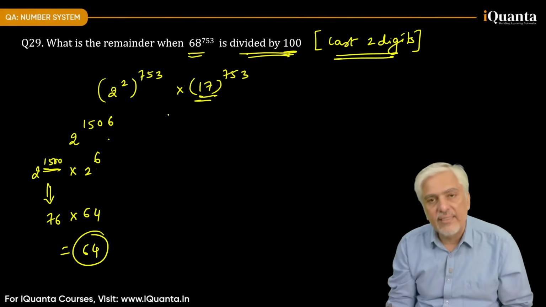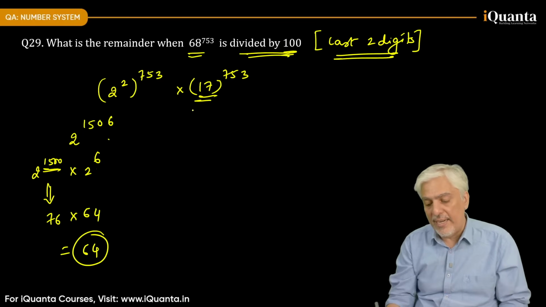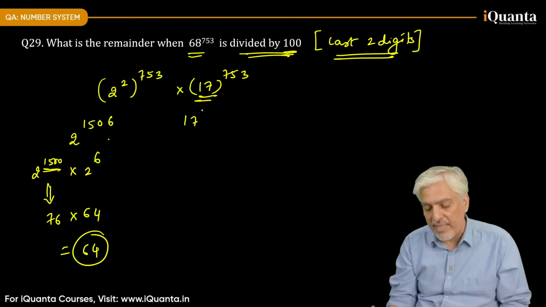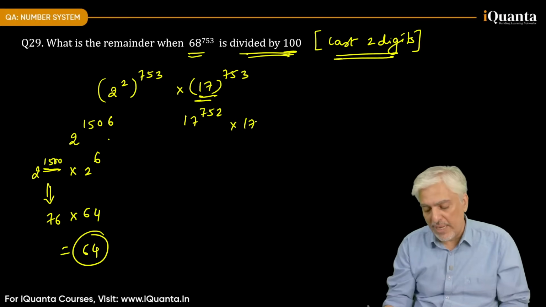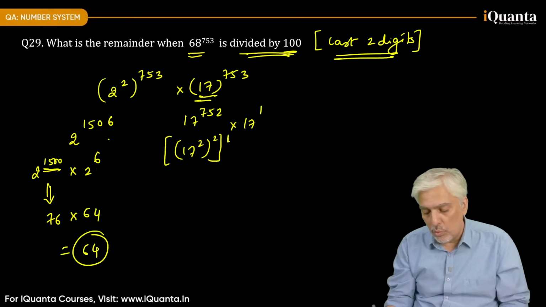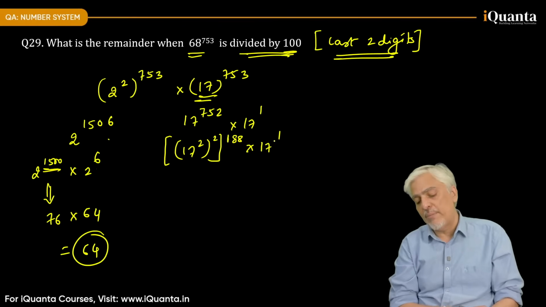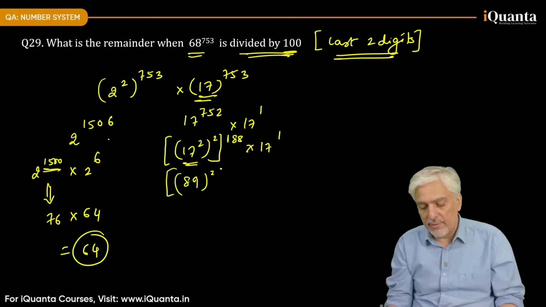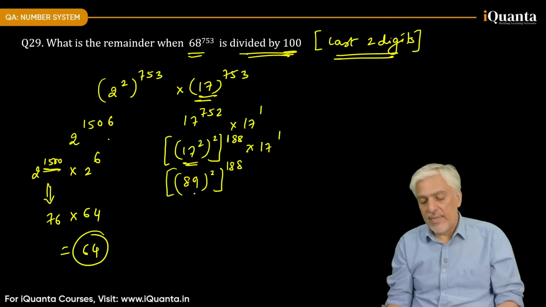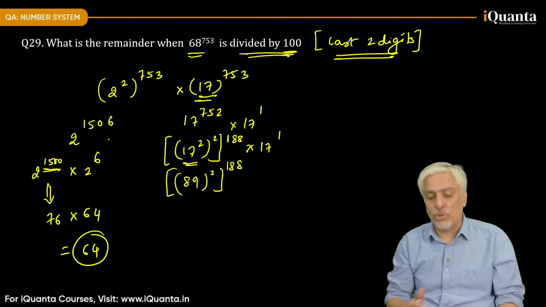What about this? What we did for odd behind? 17 raised to 752. Why 752? Because it is a multiple of 4. Multiply by 17 raised to 1. 17 square raised to square raised to 188. ये पहले कर चुके थे। Same number I think we had done. 289. 89 square raised to 188. 89 का last two digits same as 11 का last two digits.